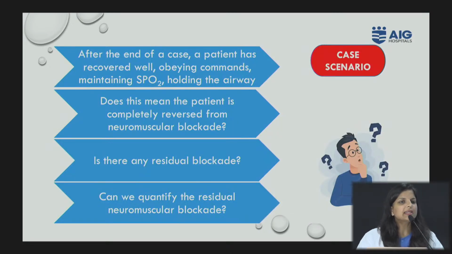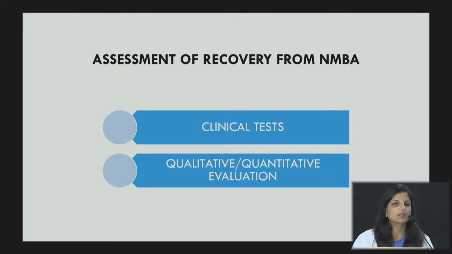So after understanding this basic detail, consider a case scenario: after the end of the case, a patient has recovered well, obeying commands, maintaining SpO2 and holding the airway also. Does this mean that the patient is completely reversed from the neuromuscular blockade? Is there any residual blockade? And if yes, how do you quantify it? So obviously, we have to assess. And assessment can be done clinically as well as quantitatively and qualitatively. Qualitative and quantitative evaluation I have already discussed.